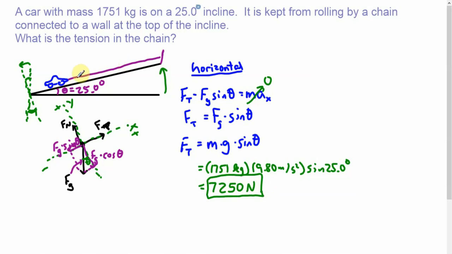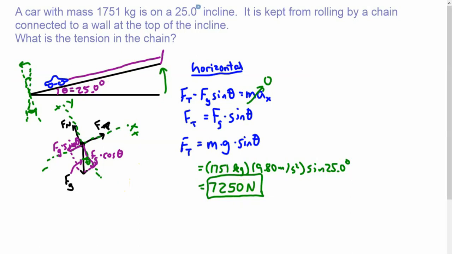It's pulling on the car with 7,250 newtons, which of course means it's pulling on the wall at the other end with that same force. And if the chain can withstand that much tension, then it's fine. If that's more than the chain can handle, and this is a question for engineers who are designing the chain, then a link will break and the car will slide down.